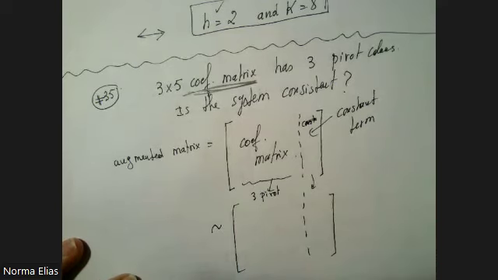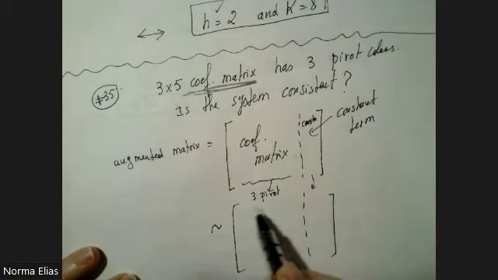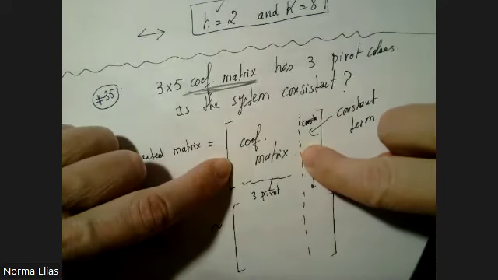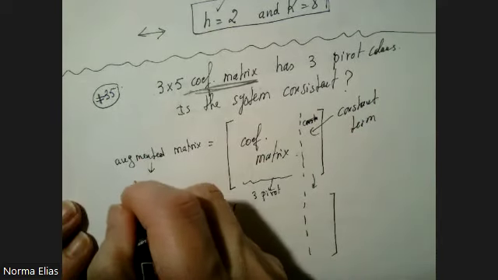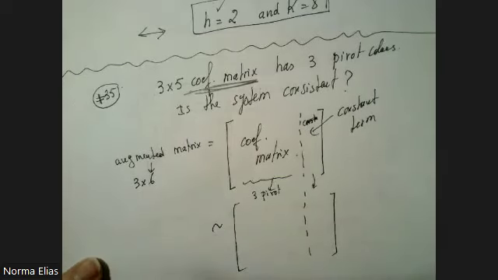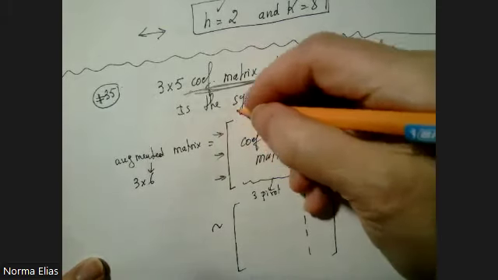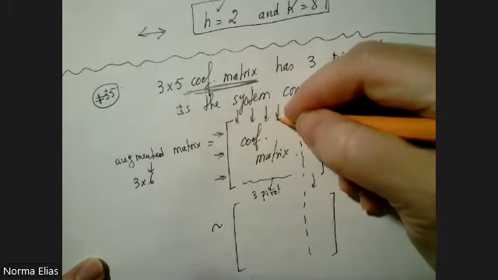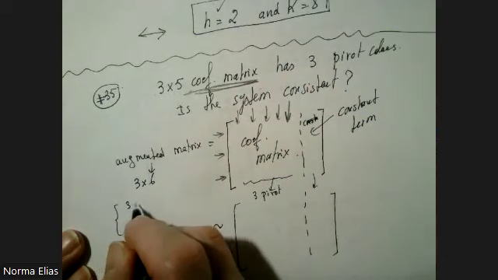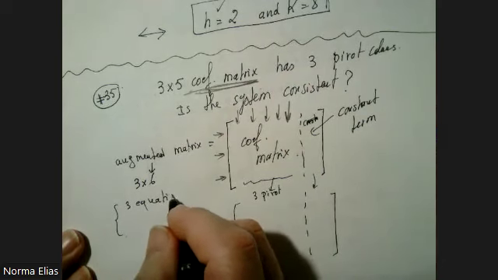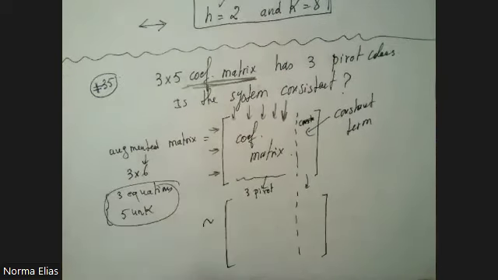And the augmented matrix is reduced to something. Now, a 3 by 5 coefficient matrix means this part of the matrix is 3 by 5, so the augmented matrix is going to be 3 by 6. The way it is, we have rows 1, 2, 3 and columns 1, 2, 3, 4, 5. That's the picture, and that's the augmented matrix. So here we have 3 equations and 5 unknowns. That's what they mean by this problem.